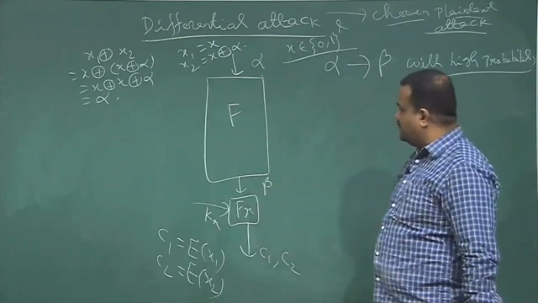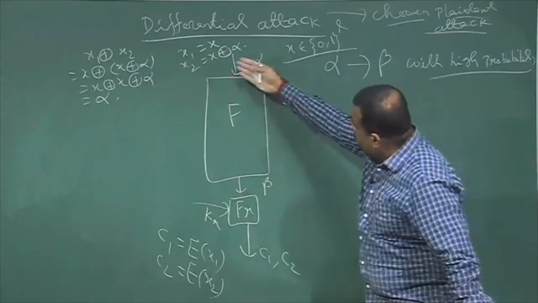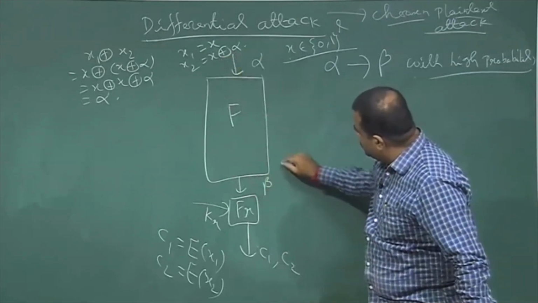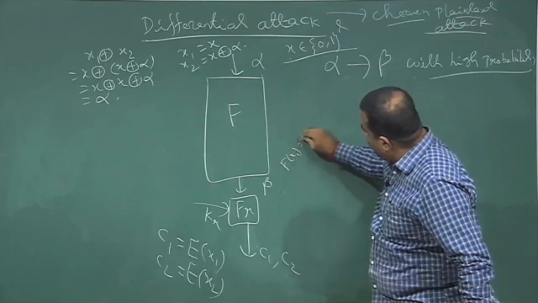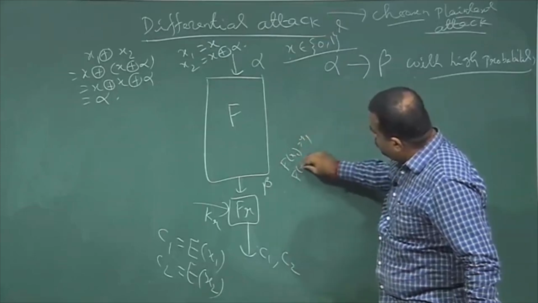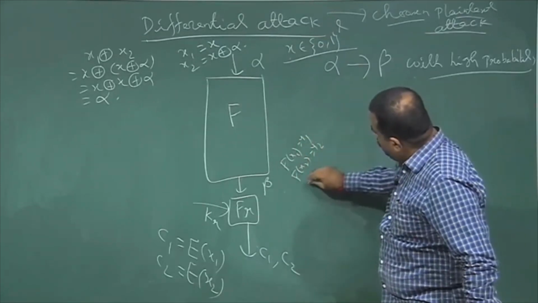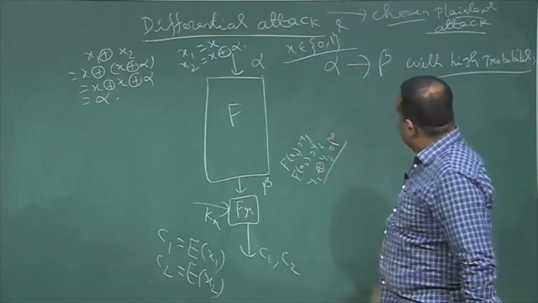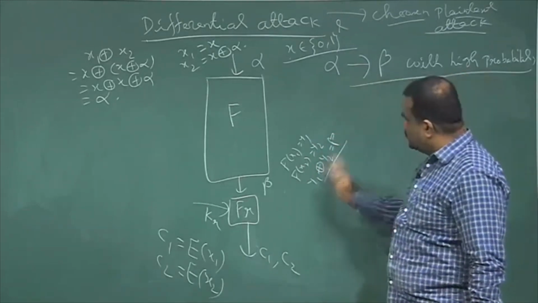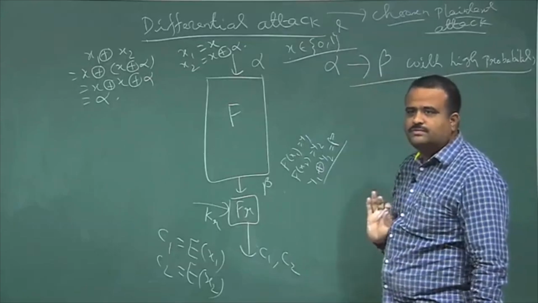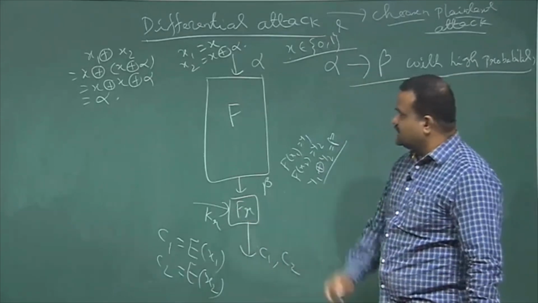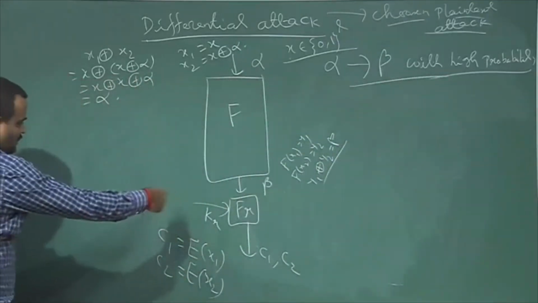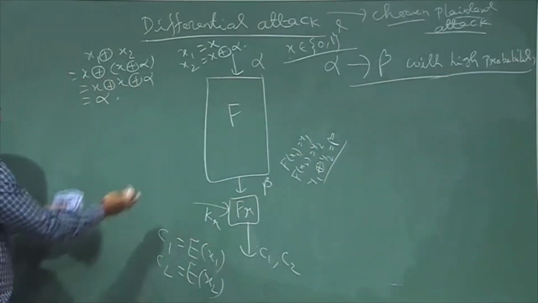So, how to go here? We know this difference is alpha. If we denote f of x1 by y1 and f of x2 by y2, we know y1 XOR y2 is beta most likely, because this is the high probability. This fact is known to us, and we want to make use of it to guess what KR is. So we can do an exhaustive brute force search on this KR.